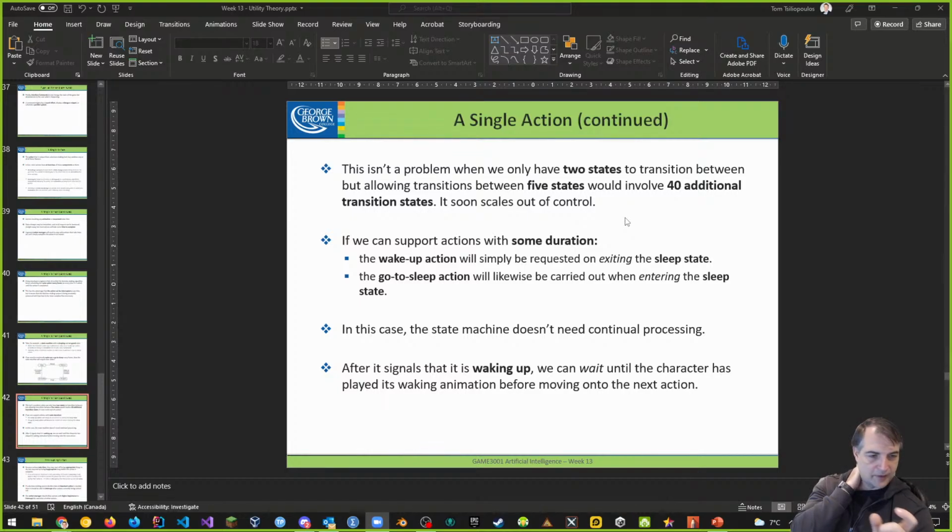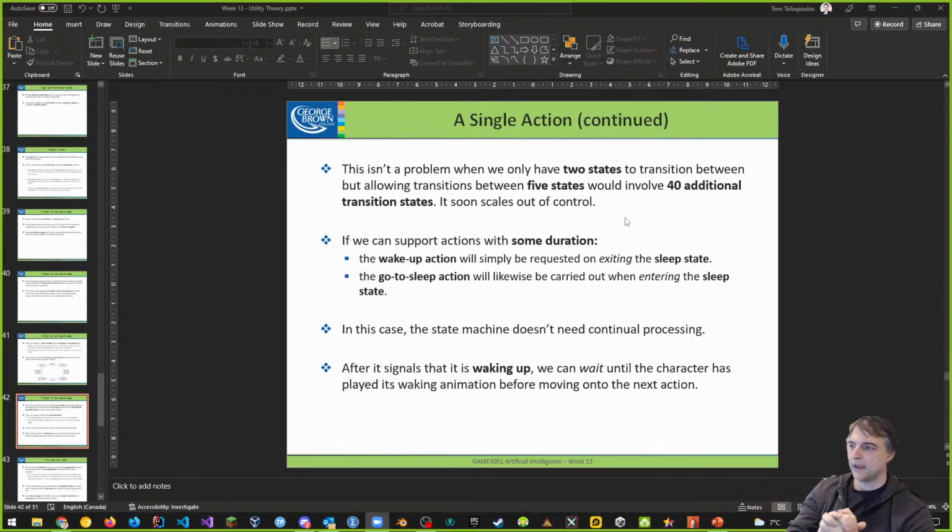So remember that idea of transitions in the state machine? If we're using a state machine design pattern, then we have a transition and it's going to call up X number of actions, like we talked about before. One of them is that wake up action, which is maybe the movement or the animation or whatever it is to get out of the sleep state, right? And the go to sleep action will likewise be carried out when entering the sleep state. So now we have an entry and an exit for that particular state.